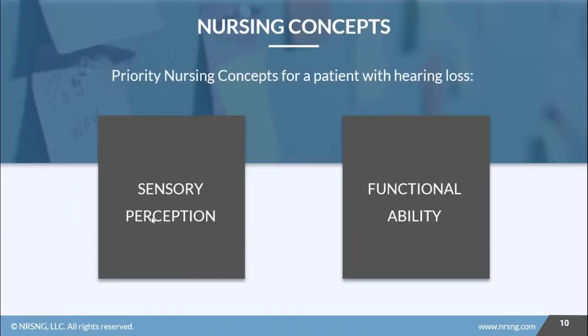Two nursing concepts relating to patients with hearing loss include alterations in sensory perception and functional ability. With changes in hearing, this not only alters their sense of hearing, but it also impacts their functional ability to do day-to-day tasks.